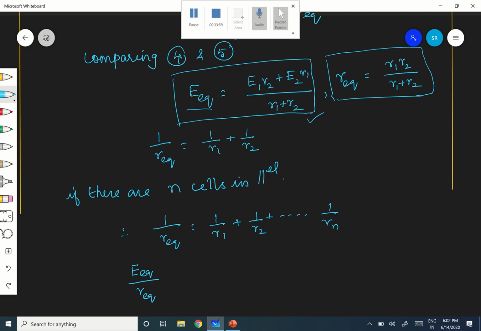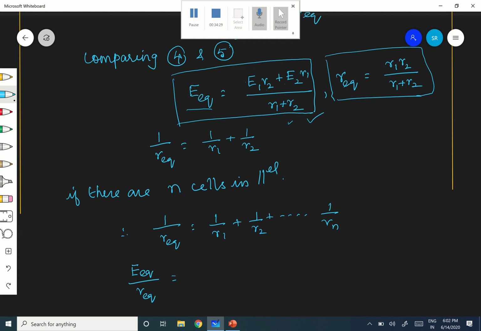Because I cannot give a proper expression for E equivalent when n number of cells are connected in parallel. Two cells are easy, E1 R2 plus E2 R1, but for n cells the combination will be very, very difficult. So in that case, the simplest approach is to give the expression for E equivalent divided by R equivalent for n number of cells.